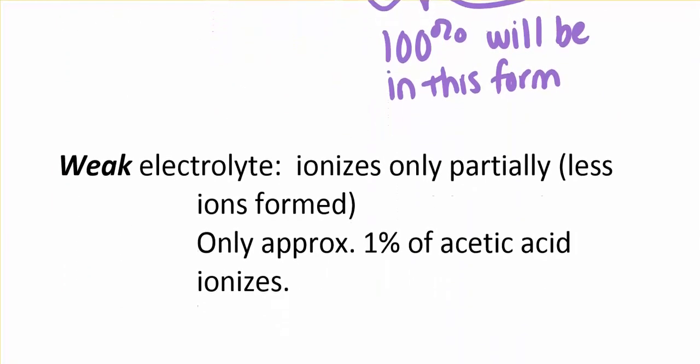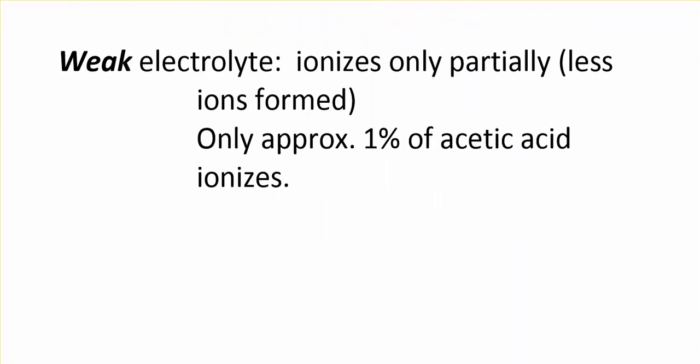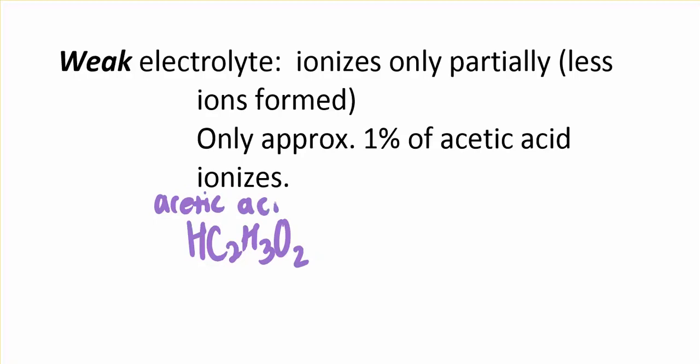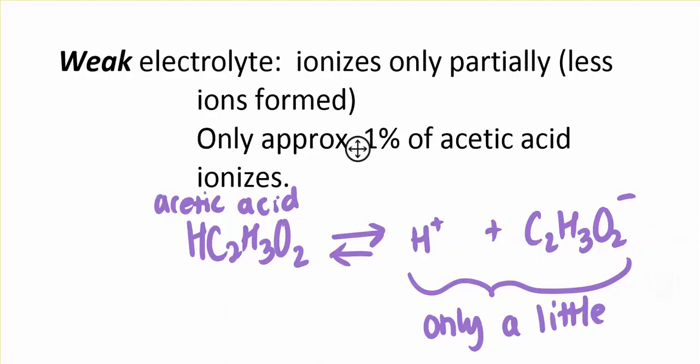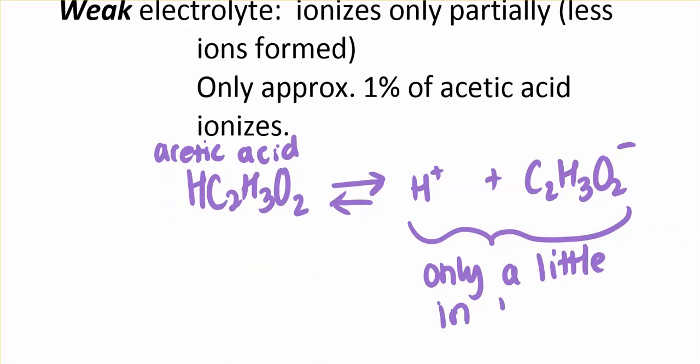Compare that to our weak electrolyte. A weak electrolyte ionizes only partially. A common weak electrolyte is acetic acid. It ionizes only partially, so only a little bit is ionized. Most of it will be in the molecular form that doesn't have charges, so the ion concentration of this will be lower because not very much of it breaks apart.